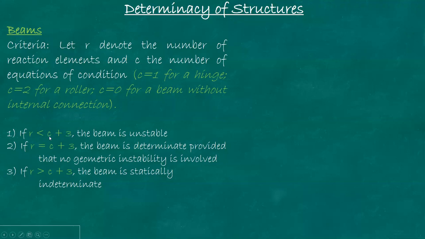So, kung ang unknowns is less than the equations, automatic, unstable na siya. Like, naka-beam, unya isa ka roller ang nag-support or isa ka hinge ang nag-support. Murag siso ba? Ang fulcrum nimo, hinge. Dili siya stable. Kaya mag-tuya-tuya lang siya.